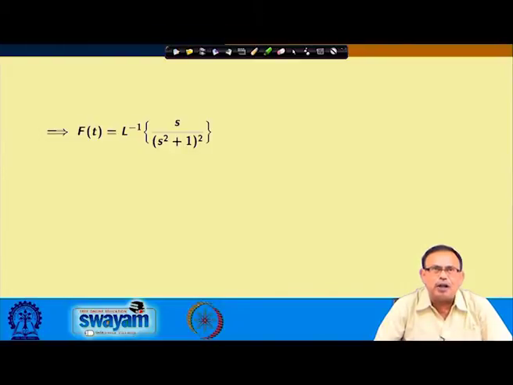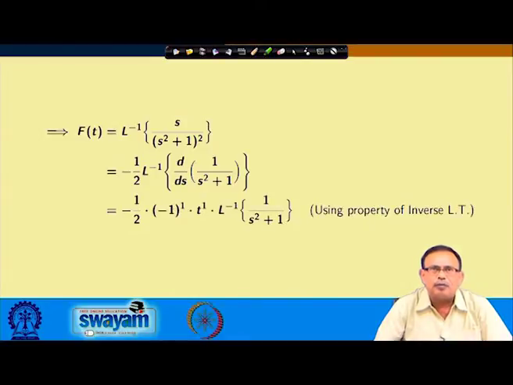And f(t) I can obtain as the Laplace inverse of this quantity, which using the property I can write as minus half into Laplace inverse of d/ds of 1 by s square plus 1. If I take the d/ds, I will obtain half into minus 1 t Laplace inverse of 1 by s square plus 1, and Laplace inverse of 1 by s square plus 1 is nothing but sin t. Therefore, the value of f(t) is t by 2 sin t. In this way, even if we have an integral equation, using the convolution and the properties of Laplace transform, I can find the solution.